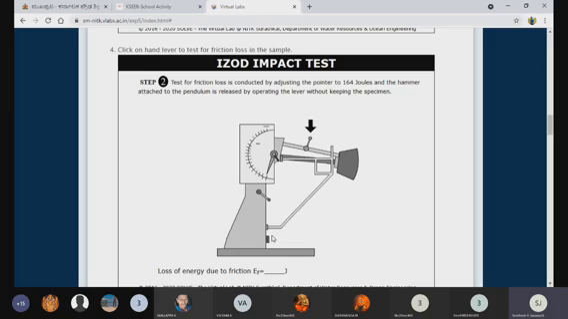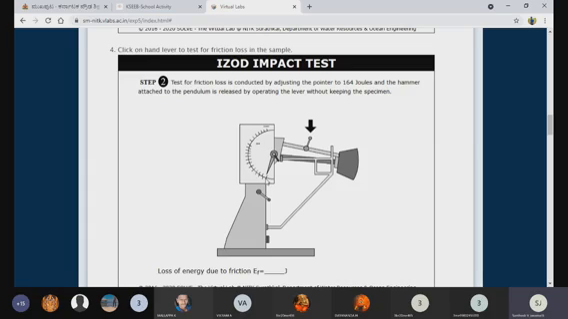So without inserting the sample, you can raise the pendulum, depending on which experiment you want to conduct. Based on that experiment, you need to take the angle of the pendulum. Suppose it's the Izod test, you need to ensure the pendulum is at 90 degrees without a sample. Just release the pendulum. Once you release it, if there are residual stresses present in the machine, that will be shown like this. Here, one division is equal to 2 joules.